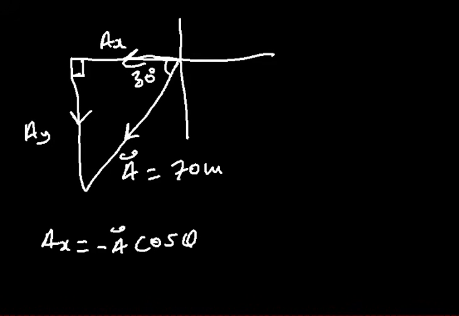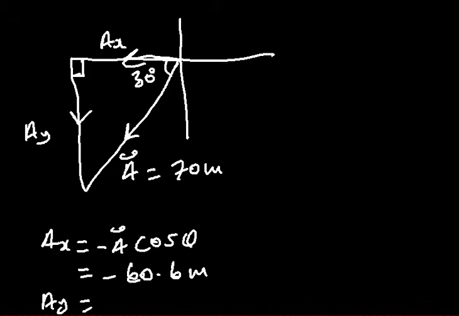So the directions of your actual components will play a major role in your work. And that will be given as the negative. What is vector A? That is given as 70, times cos 30. So what will that be? We have it as negative 60.6, should be 0.6 rather. We have it as negative 60.6 meters. And how about Ay?